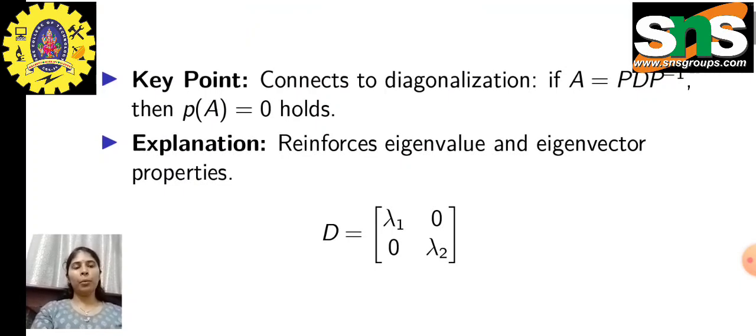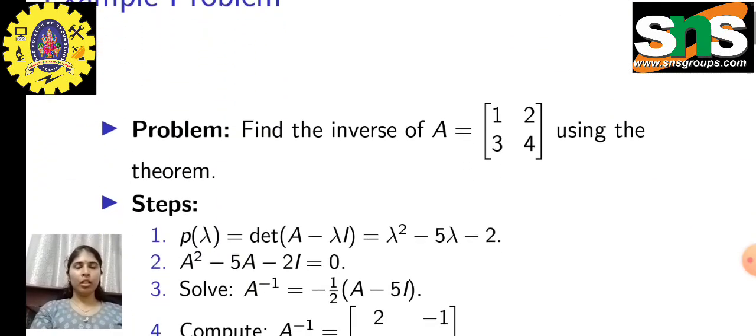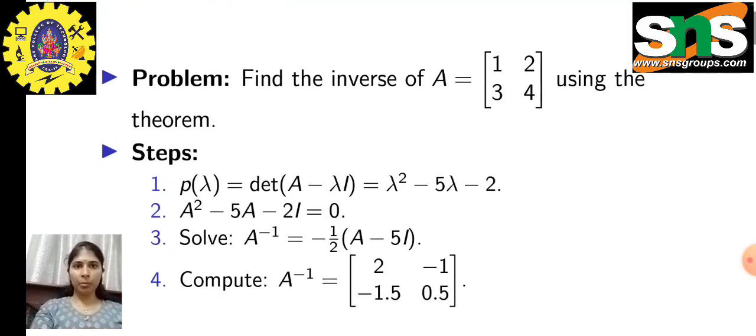D is equal to lambda 1, 0, 0, lambda 2. For example, if we have a 3 by 3 matrix, the diagonalization process will give the final answer D as lambda 1, 0, 0, 0, lambda 2, 0, 0, 0 and lambda 3. Next, we are going to see an example problem.